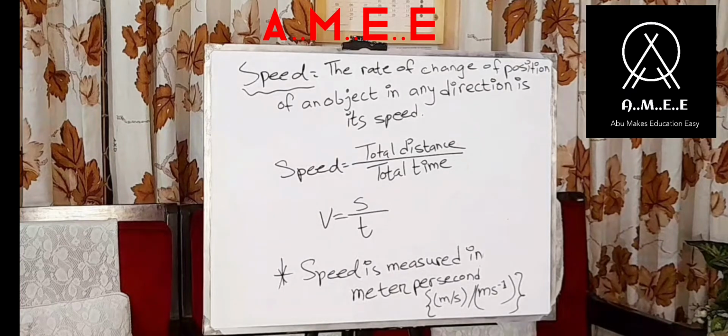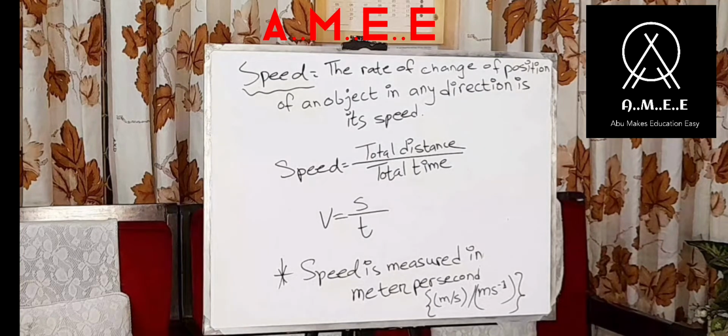How? The total distance given is 10 meter and the total time given is 5 seconds. So 10 meter by 5 seconds is equal to 2 meter per second. 10 by 5 is 2, and meter divided by second is meter per second. As I've given an example, let's listen to another example.